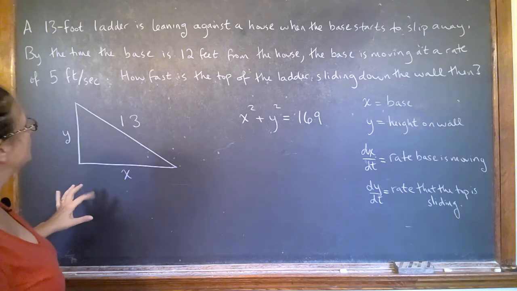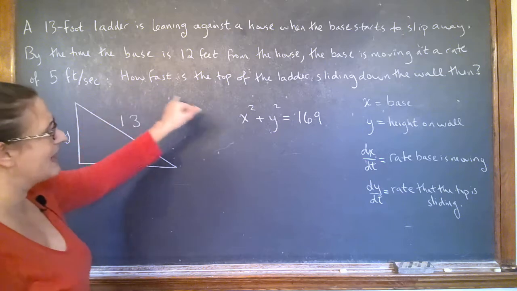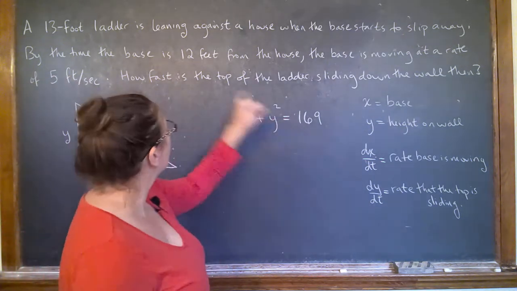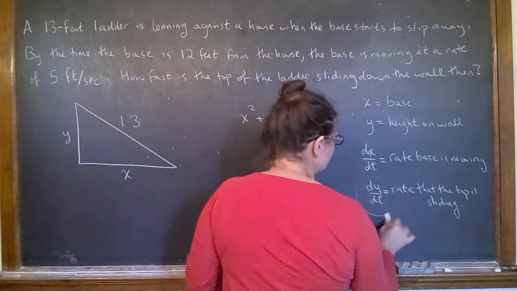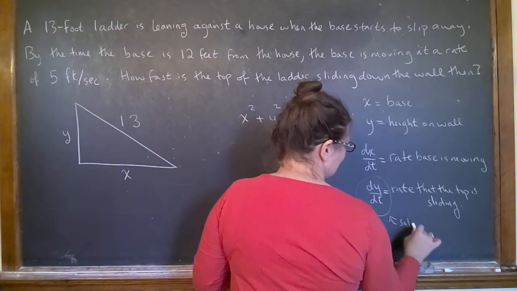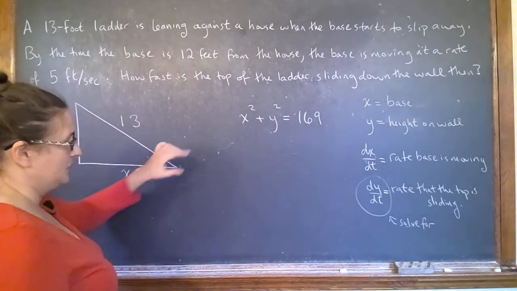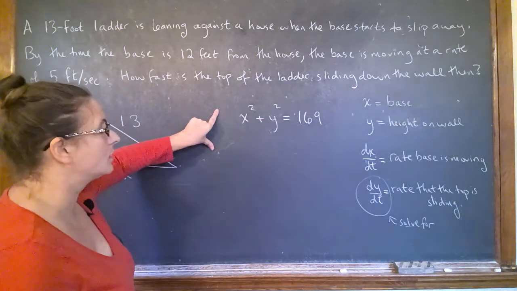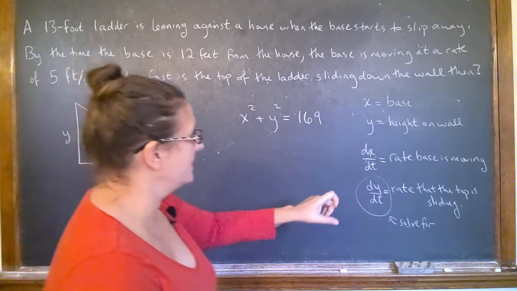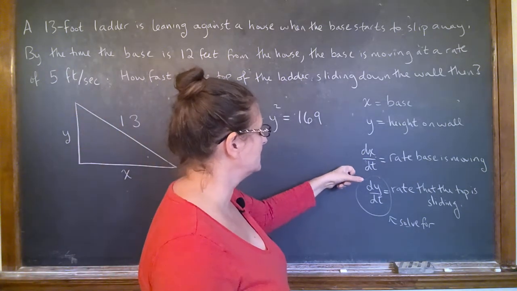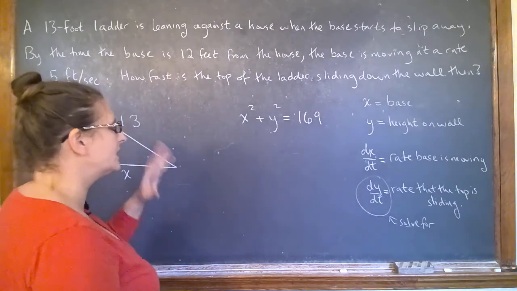So the question actually, if you ask, what is the question asking? The question is asking for this, dy dt. How fast is the top of the ladder sliding down the wall then? So this is what we need to solve for in the end. Okay? What they did give you is information about how the two are related, and also the rate that the base is moving at the point that they're interested in. So we'll get to that later.